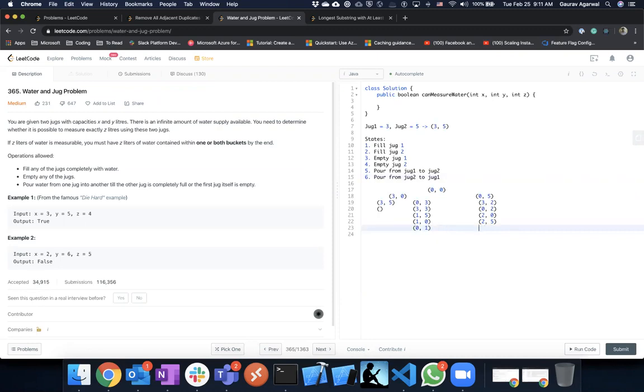Now take a look at this state. Fill jug 1, 3 5 is already in the system. Fill jug 2, already filled. Empty jug 1, 0 5, which is already here. Empty jug 2, 2 0, which is right here. Pour water from jug 1 to jug 2, we cannot do that, jug 2 is already full. From jug 2 to jug 1, we can have 3 4, right?